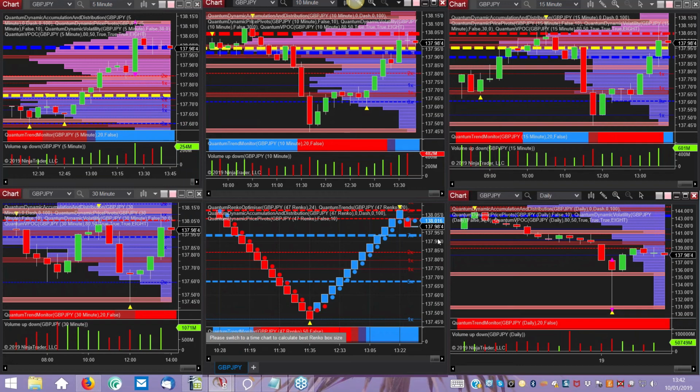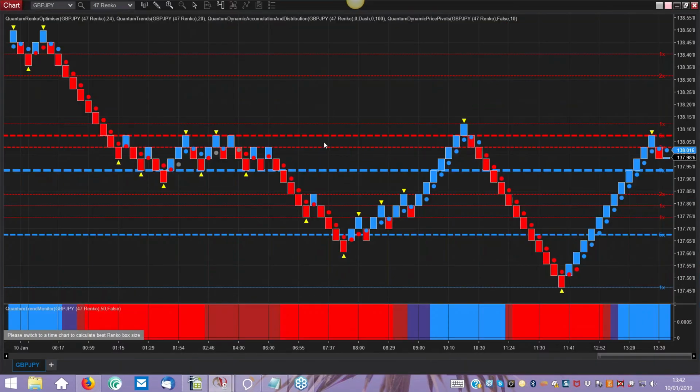You're just pulling apart all these various aspects. This is the Renko. Just fantastic to use in combination with the time-based charts. Use exactly the same indicators. We've got the trend monitor running. We've got the trend dots. They work brilliantly with it. You've got the pivots there. We've got the support and resistance here. You can see we've hit this region here.